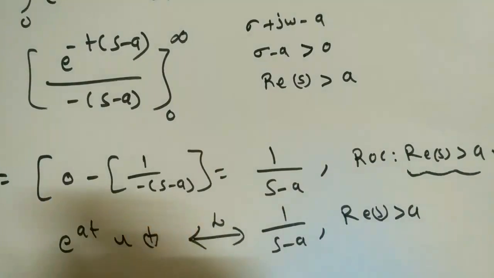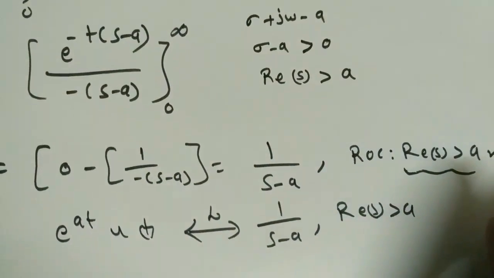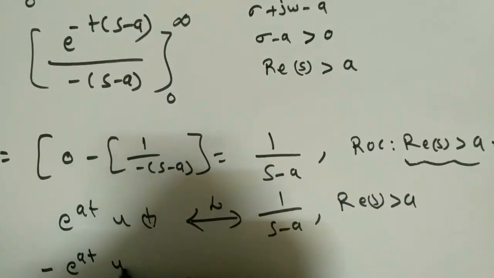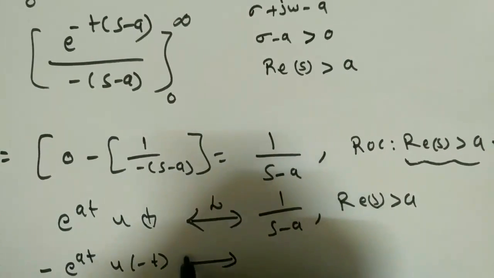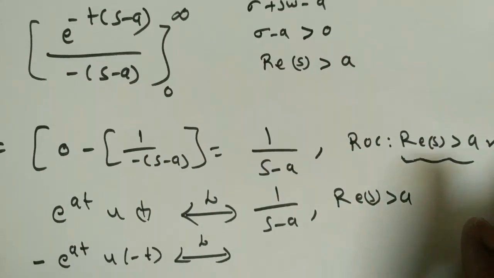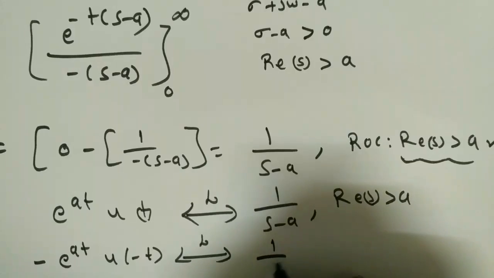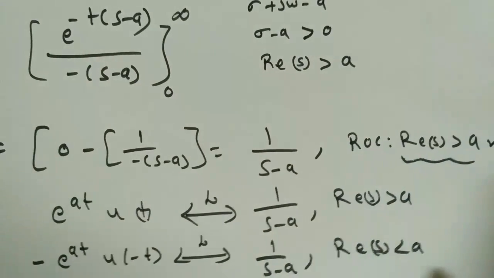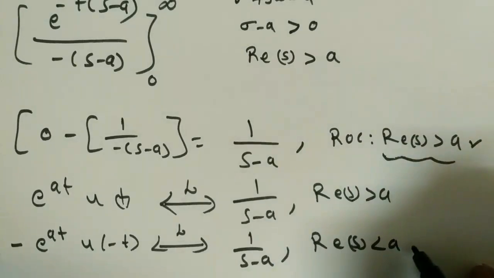Now this is for you as an assignment. Suppose minus of e power at u of minus t. What can the Laplace transform be? Just compare, and you will get the same 1 by s minus a, but the ROC will become real of s less than a. You do it on your own and find out whether it is right or wrong.